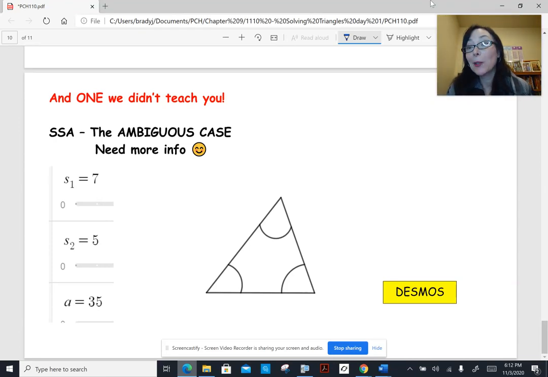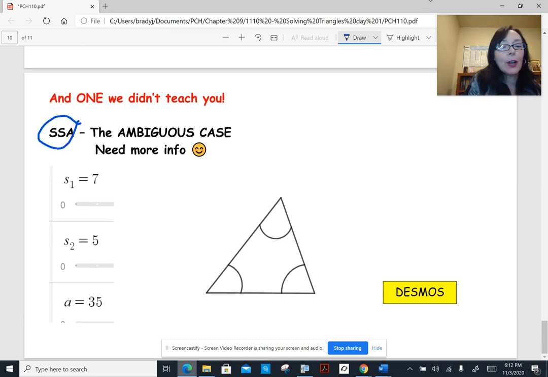Are you ready? Here's one they didn't teach you. Okay, it's called side-side angle. Don't say it in the other order. Lots of books call it the ambiguous case. To me, that's a stupid name because ambiguous means you can't tell, but you can tell. I like to call it the needs more investigation, needs more info case.